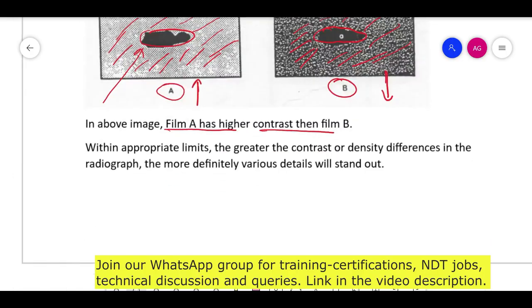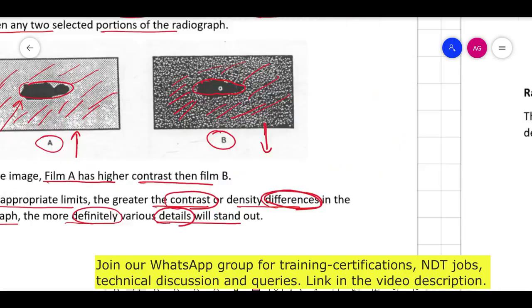Now how will the contrast change here? Meaning how will it be less or more? How will we know? What are the factors? So see here, within appropriate limits, the greater the contrast and density difference in the radiograph, the more definitely various details will stand out. Okay? So as the density difference increases, the density difference will be more in any film. Meaning if the contrast is good, then finally whatever detail there is, small details, a lot of details, we will be able to capture all of that. Definitely we will get that detail. The contrast of the film is good, so it is very good for you. You will get all the details in the film.